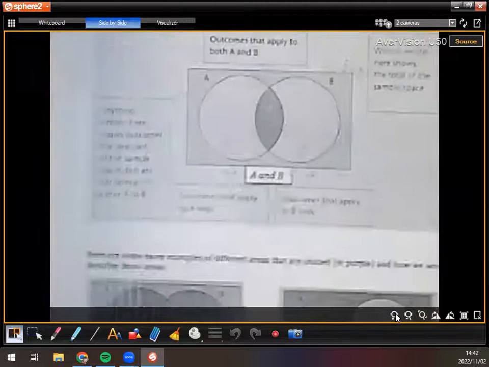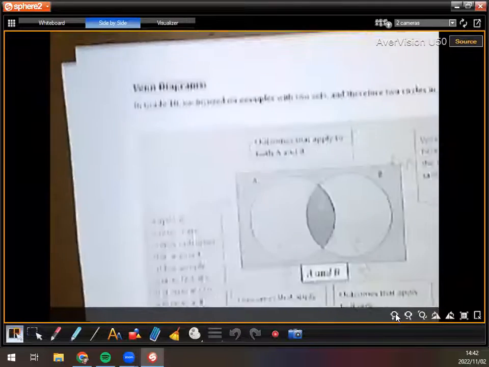All right, guys, let's quickly look at Venn diagrams. We don't have a lot of time left, but let's just take a look quickly.